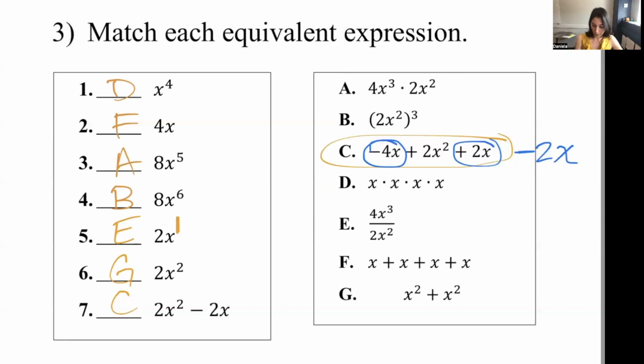And then you have the 2x squared, which you leave alone. So notice 2x squared minus 2x is the same thing as if you see in number 7, if I have written it this way, negative 2x plus 2x squared, that would be the exact same expression, but just rearranged.